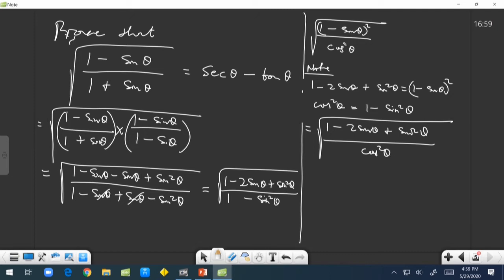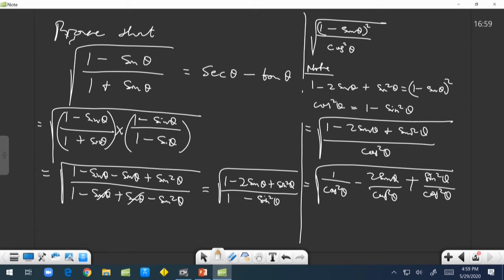So what you do is split the functions into separate entities. So we have 1 divided by cos squared theta minus 2 sine theta over cos squared theta, then plus sine squared theta over cos squared theta. So by the time we have split the identities, 1 over cos squared theta is the same thing as sec squared theta. You can have it as square root of sec squared theta minus, here sine over cos will give us 2 tan theta, then 1 over cos is sec theta, then plus 1.